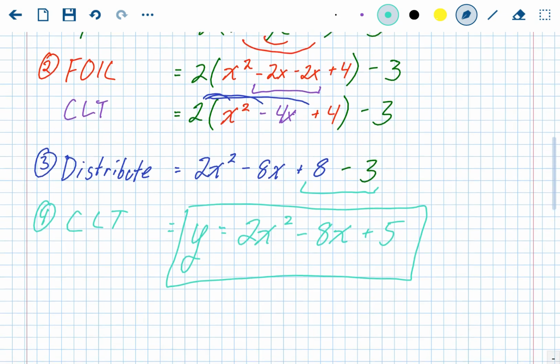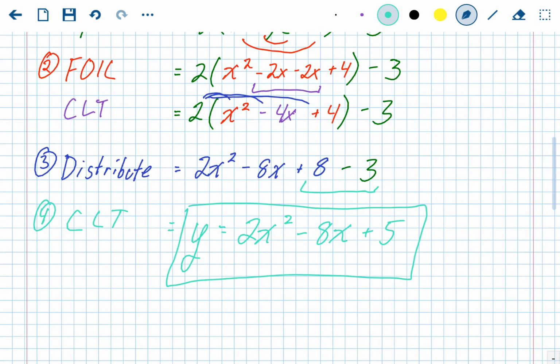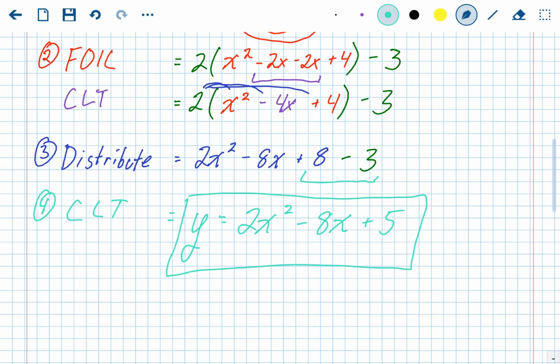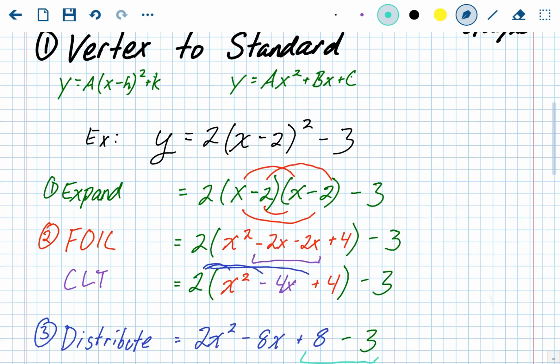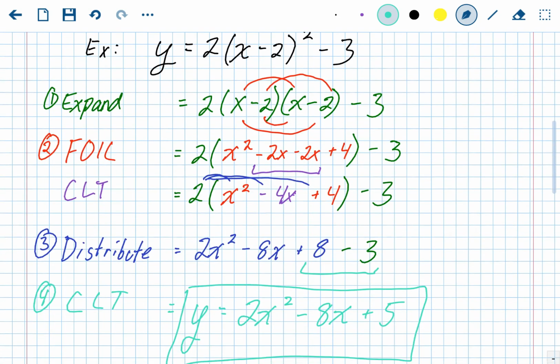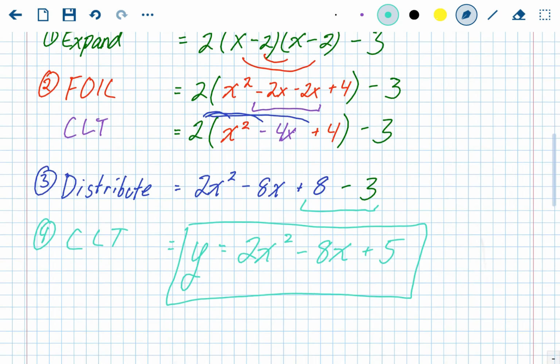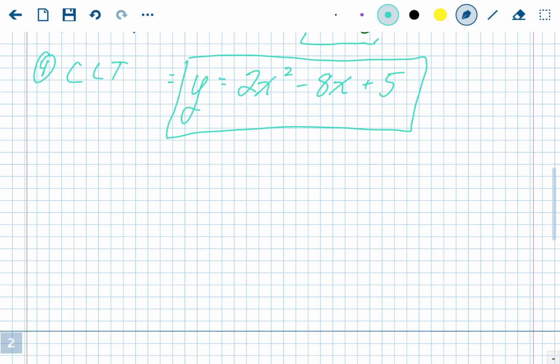And what can you tell real quick from standard form? Well, you know the y-intercept right away. We already knew the vertex and the axis of symmetry from vertex form, but now we know the y-intercept. So that is vertex to standard form: expand, FOIL, combine like terms. You could probably do the FOIL and combine like terms in one step in your head, most of you are pretty good at foiling at this point. Expand, FOIL, distribute, combine like terms.